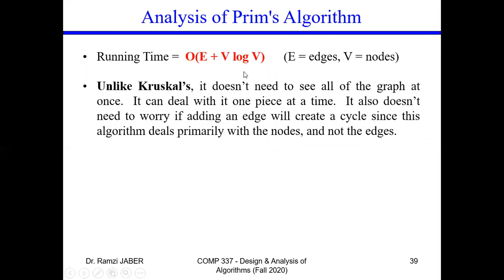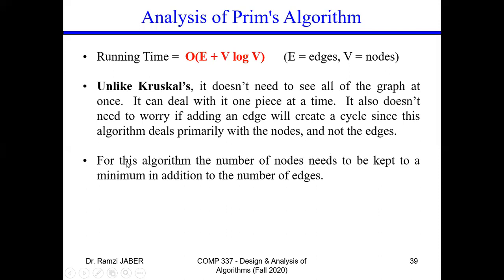So, unlike Kruskal, it doesn't need to see all the graph at once. It can deal with one piece at a time, or one node at a time. It also doesn't need to worry about cycles, since this algorithm deals primarily with the nodes and not the edges. Okay? No need. For this algorithm, the number of nodes needs to be kept to a minimum in addition to the number of edges. Okay?